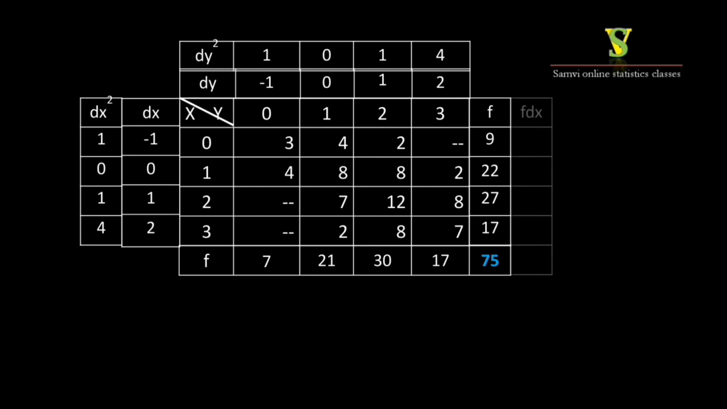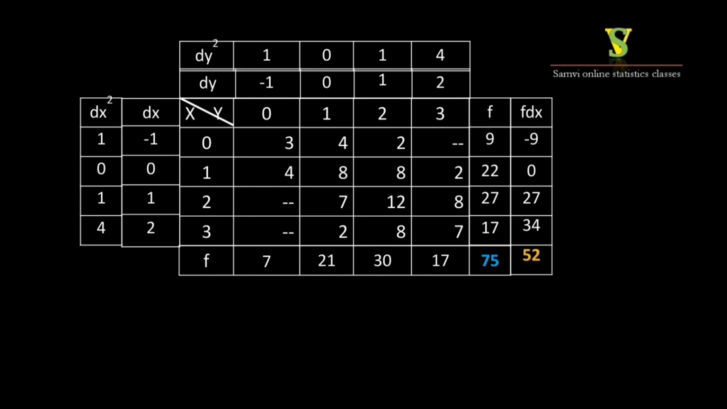So we'll calculate f dx. F is 9 and dx is -1. So 9 into -1, that is -9. 22 into 0, that is 0. 27 into 1, that is 27. 17 into 2, we get here 34. So now we have to find out the total. If I take the total, it is exactly going to be 52.